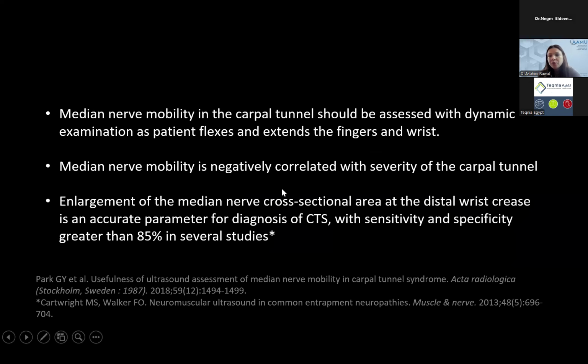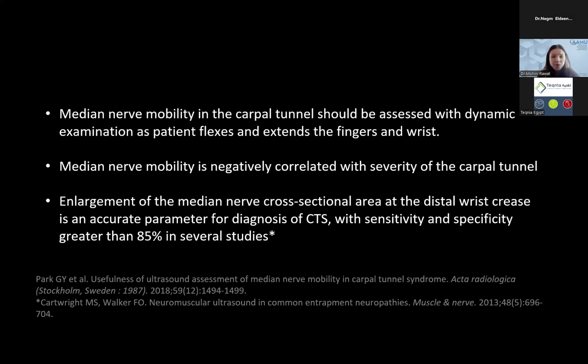Now, going back to the median nerve, nerve mobility can also be checked in the carpal tunnel, and that is also something that we look for, any type of mobility restrictions. Median nerve mobility is negatively correlated with the severity of carpal tunnel syndrome. We look at the static images, short and long axis view, and we see the enlargement of the nerve, which we measure by measuring the cross-sectional area.